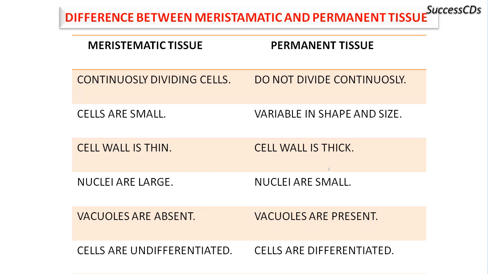Meristematic tissues are continuously dividing cells. Permanent tissues do not divide continuously. Cells are small in meristematic tissue. In permanent tissue, they are variable in shape and size. The cell wall is thin in meristematic tissue and thick in permanent tissue. Nuclei are very large in meristematic tissue compared to the permanent tissue. Vacuoles are absent in meristematic and present in permanent tissue. Cells are undifferentiated in meristematic and differentiated in permanent tissue.